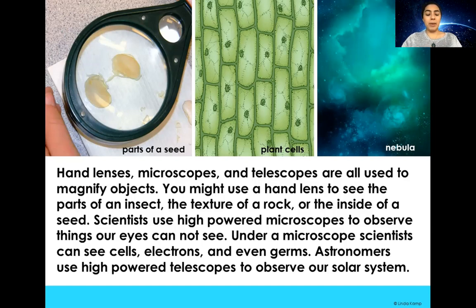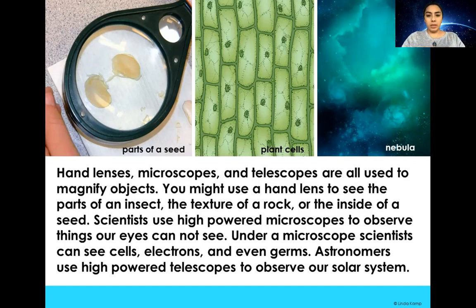Yeah, we would need to magnify an object if the object is so tiny we can't see it. So it's almost as if a microscope and a telescope help us zoom in to see the thing that we want to look at. Okay? Scientists use high-power microscopes to observe things our eyes cannot see. So we use a microscope when we can't see it with our eyes. We need to zoom in to see the thing.